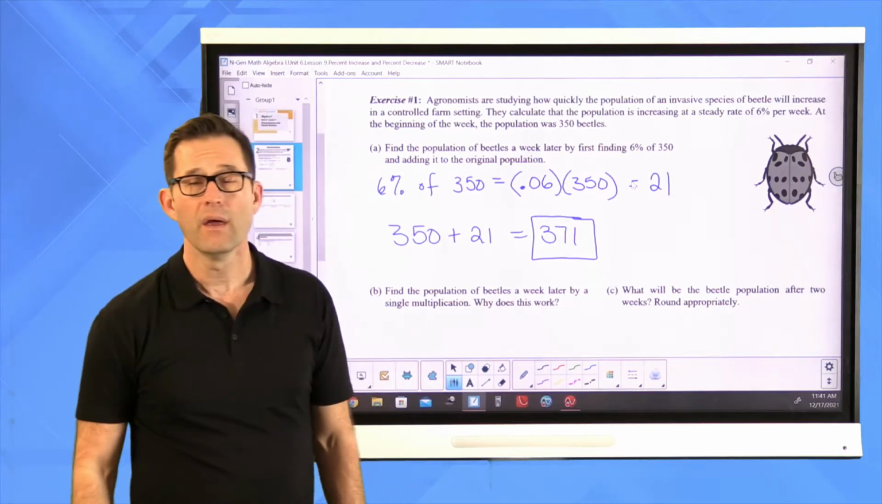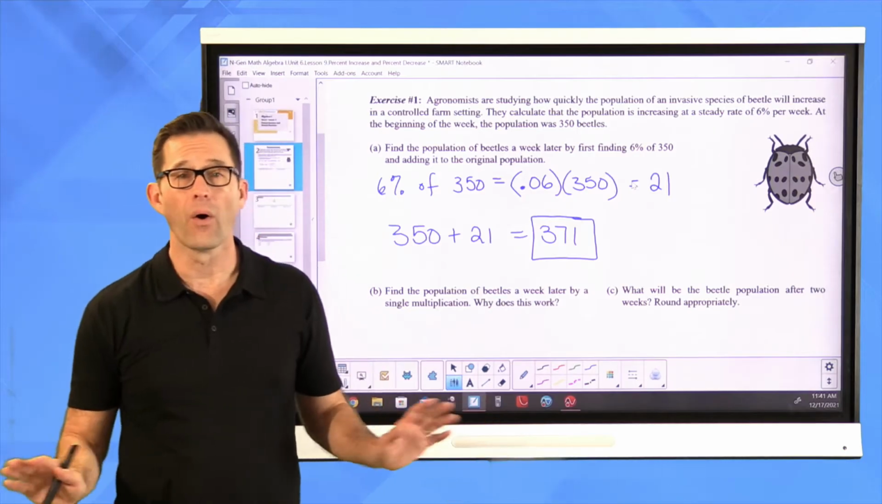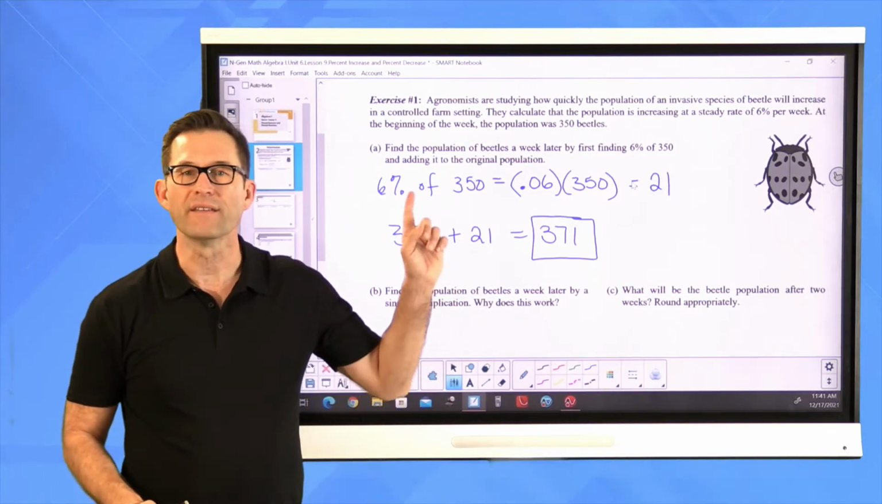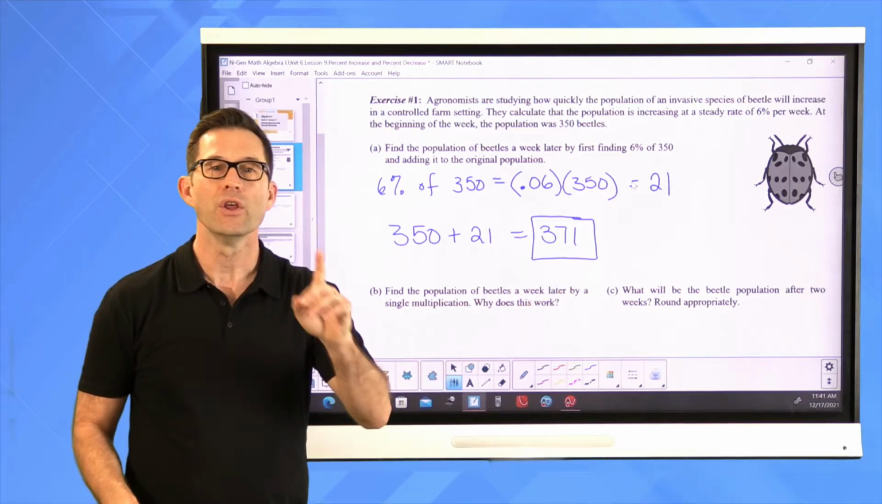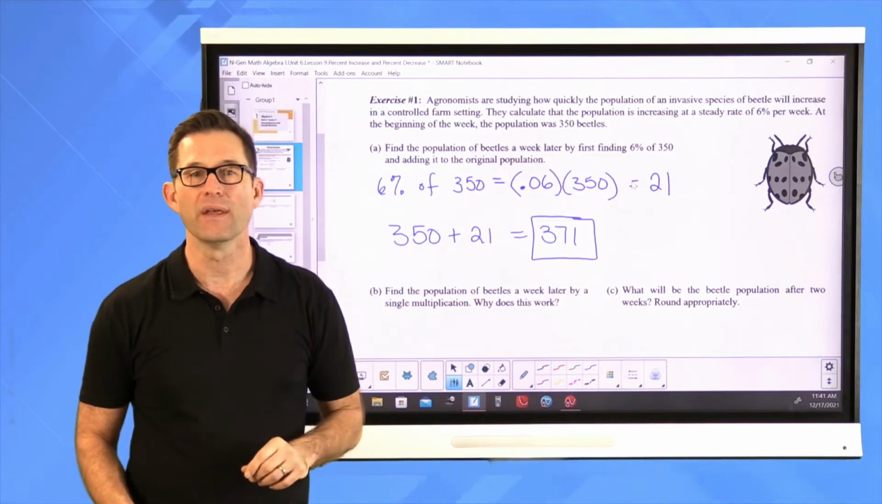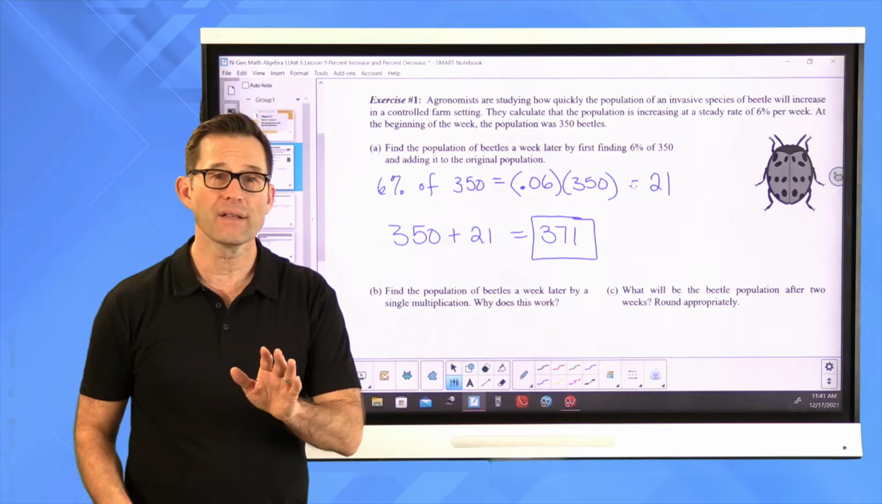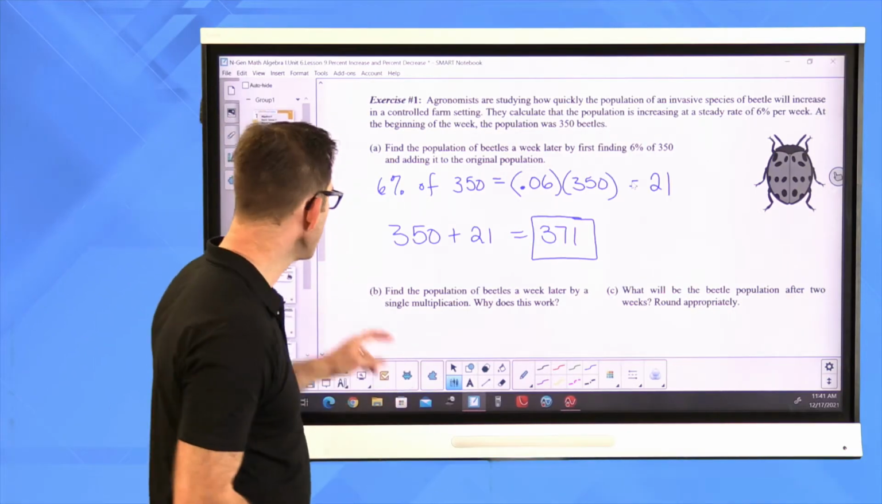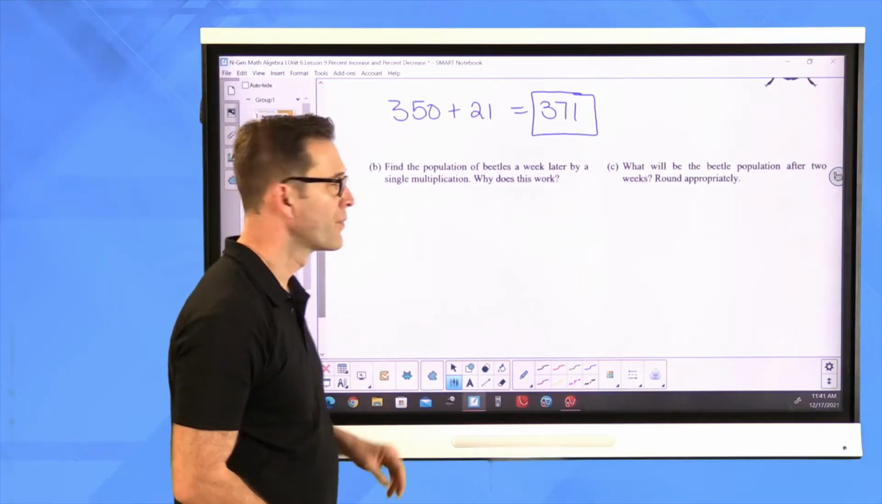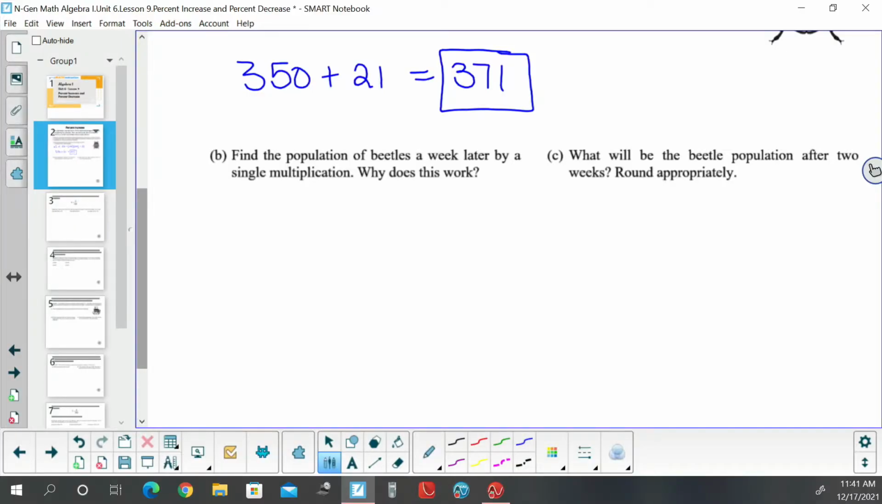Now, there's nothing wrong with that at all, but I would really like to get from 350 to 371 using only one calculation instead of two. And in our next lesson, we'll see why that is so critically important. But let's take a look at letter B. Find the population of beetles a week later by a single multiplication.